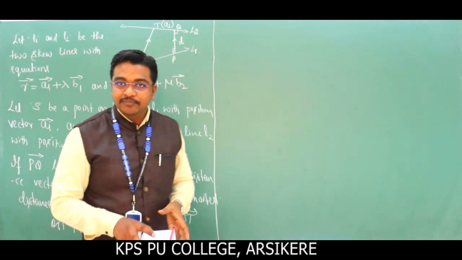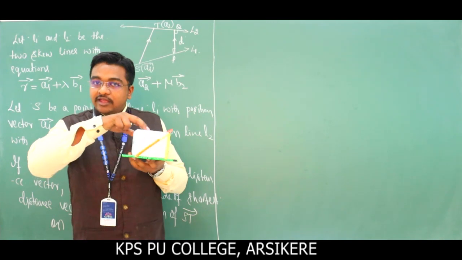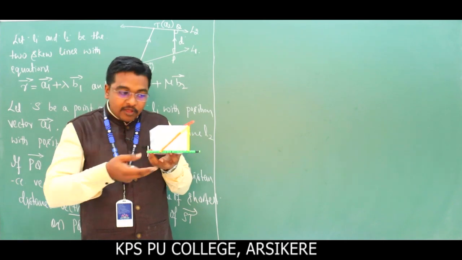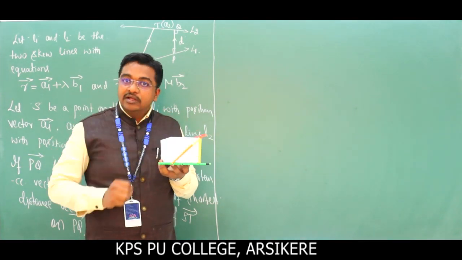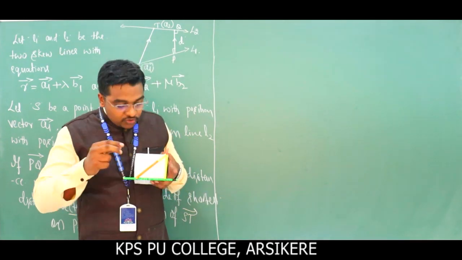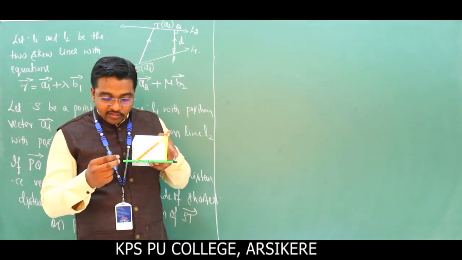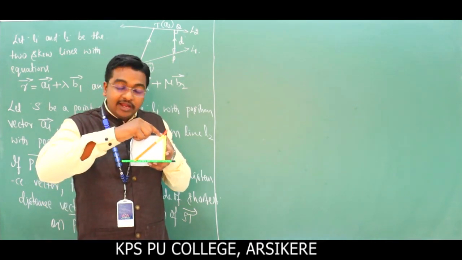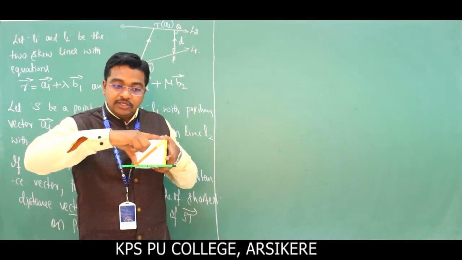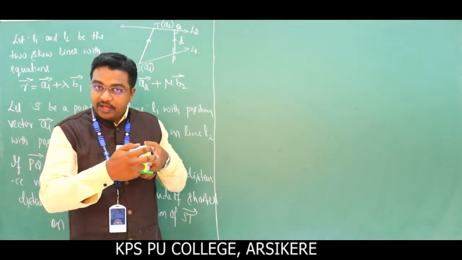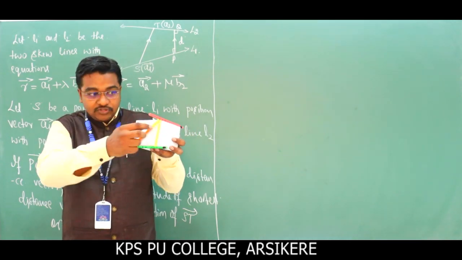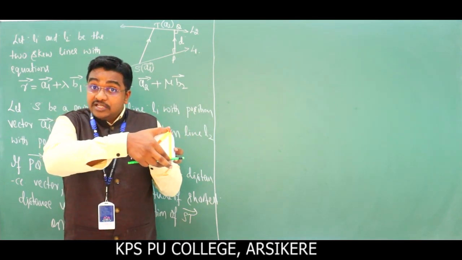Just observe here, this is very important. This is just like a cuboid. Here we have a line passing through one plane, and another line passing through a different plane. So obviously these two lines are skew lines. This is the point S on the line L1. This is the point T on the line L2. So this represents the vector ST. Then what is the distance between these two skew lines? The distance between these two skew lines is the perpendicular distance.